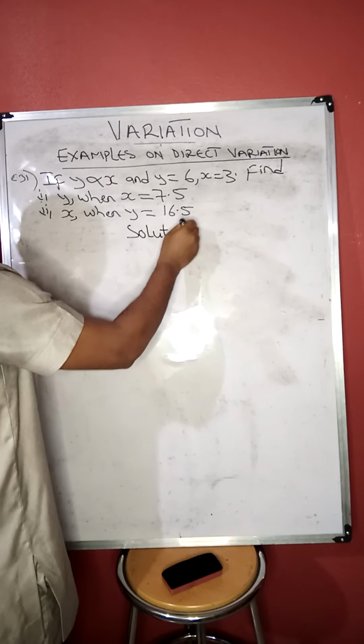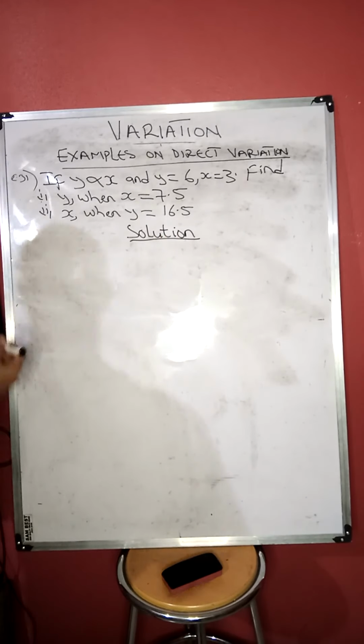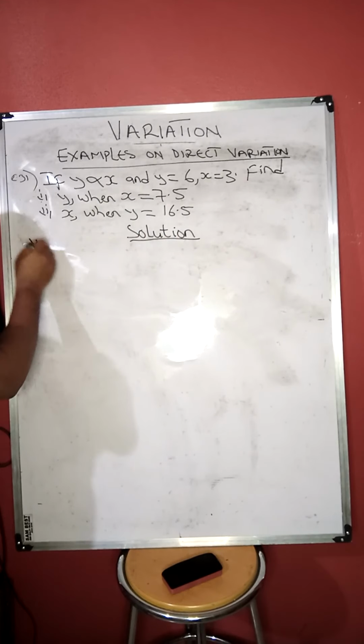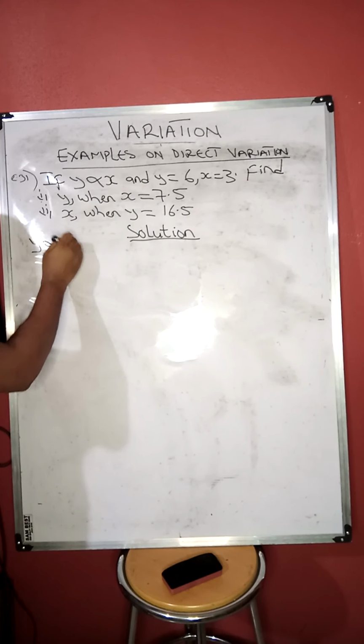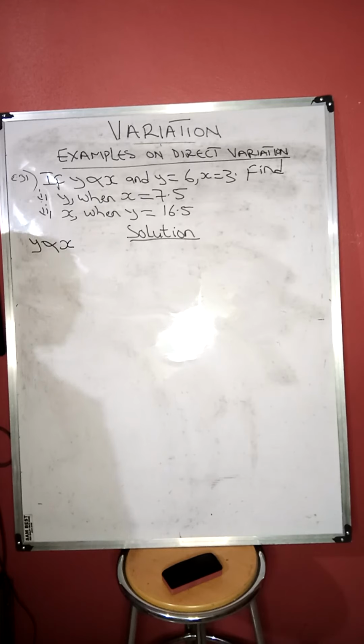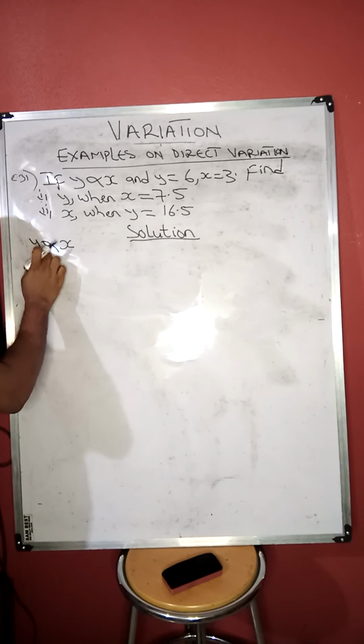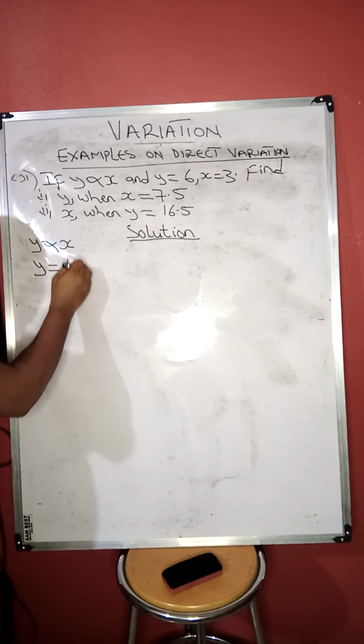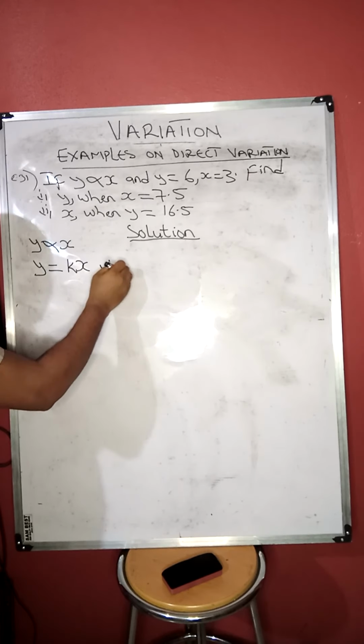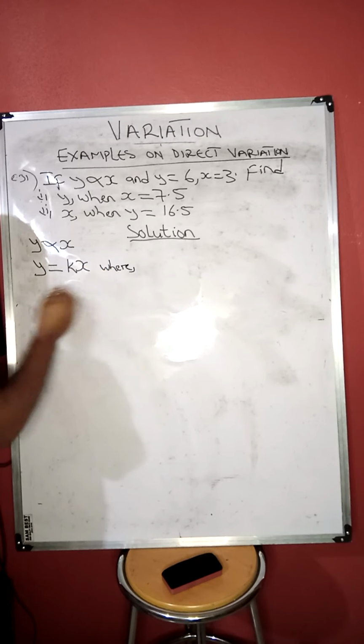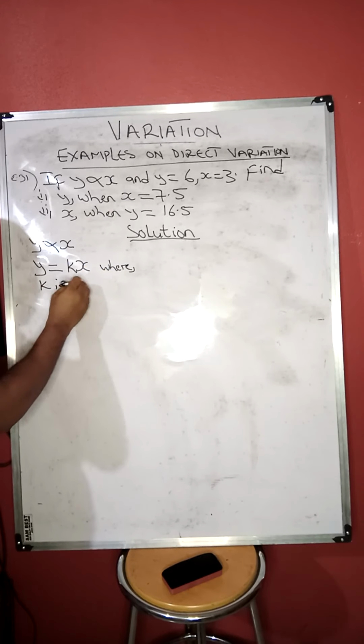Don't forget I told you always start with a solution. Alright, now we are given what? Y directly proportional to what? X. To take out this proportionality, what do we do? Y equal to what? Kx, where k is a constant.